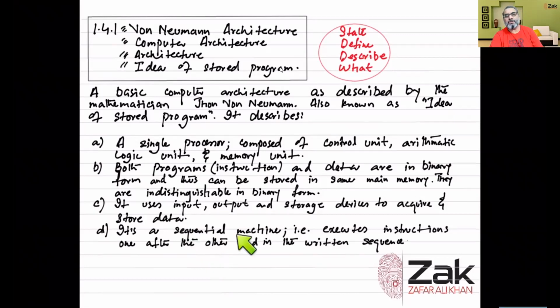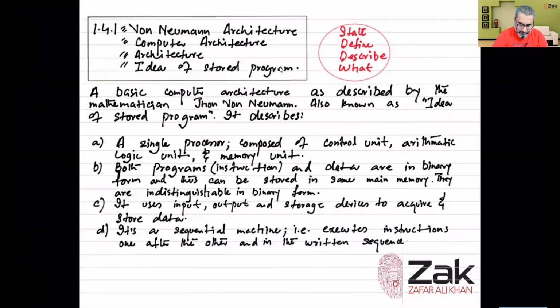I told you that the PC increases itself by 1. For that nature, it is a sequential machine because it executes one instruction, then the next, then the next, and it goes on and on, unless you deliberately change the instruction address. If you change it to another address in the PC, from that address onward it would go sequentially. That is, it executes instructions one after the other in the written sequence.